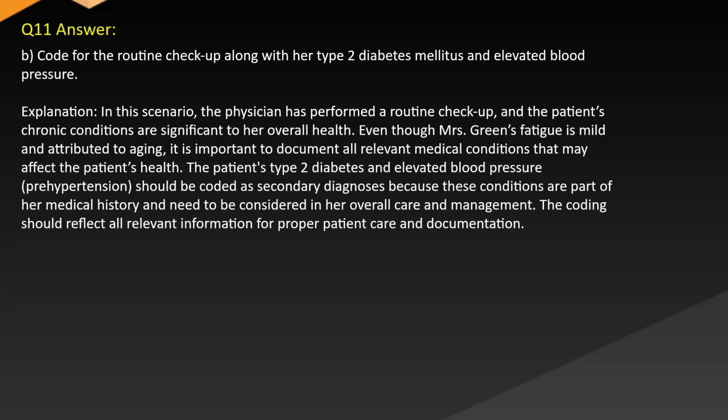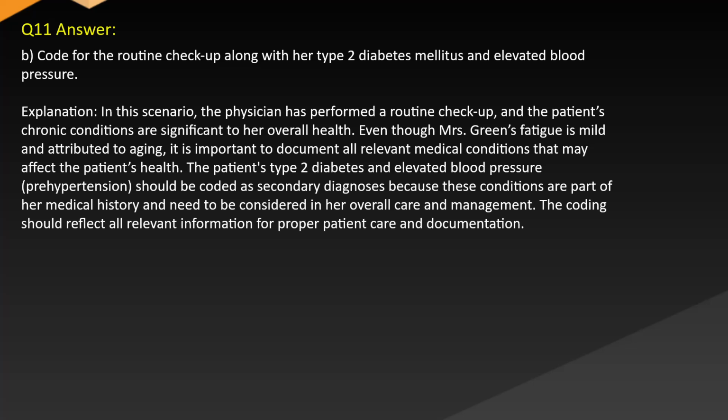Answer. B. Code for the routine checkup along with her type 2 diabetes mellitus and elevated blood pressure. Explanation. In this scenario, the physician has performed a routine checkup and the patient's chronic conditions are significant to her overall health.